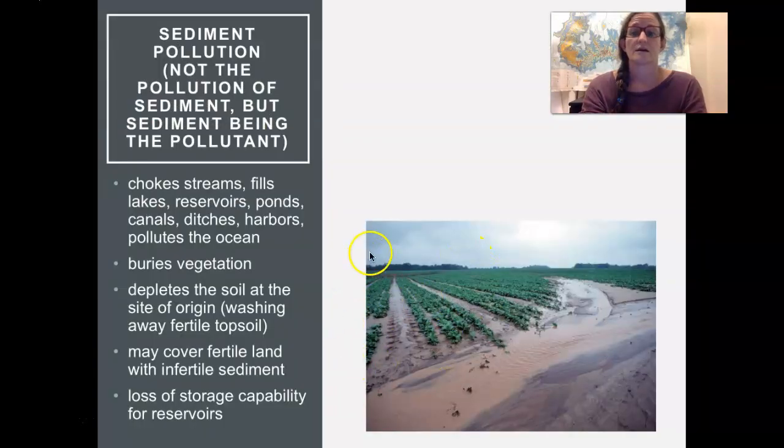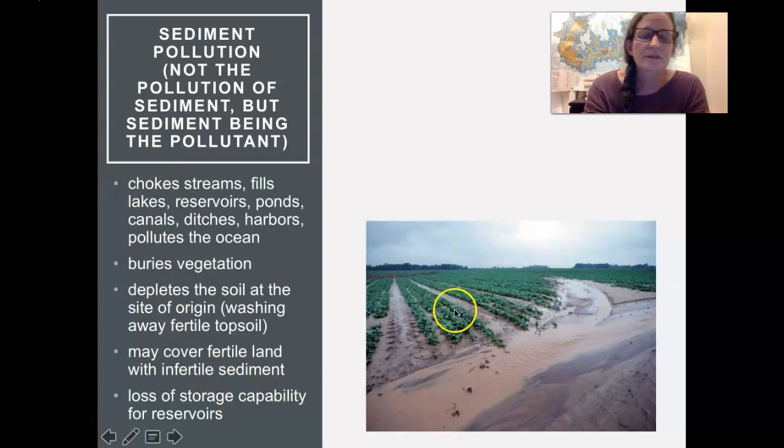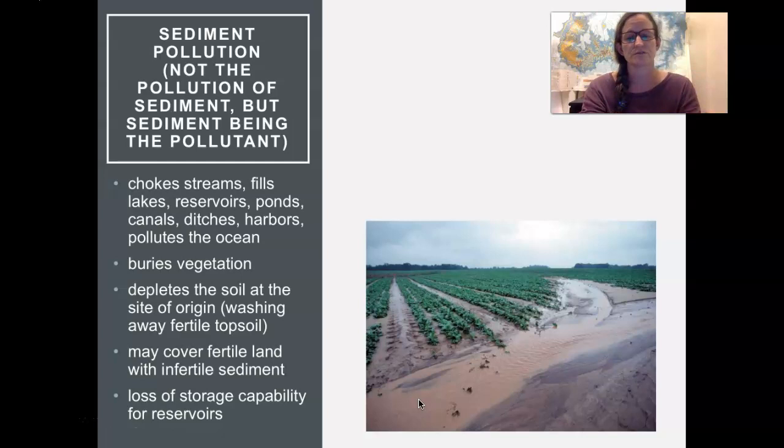Okay. Sediment pollution, not just the pollution of sediment, but the sediment itself being a pollutant. Look at this field. This is sediment pollution. So whatever that is, I don't know what plant that is, beans, strawberries. Water is washing off of those plants and all this sediment that's exposed here, this soil, is washing down into a creek. It chokes streams, it fills lakes, reservoirs, ponds, canals, ditches, harbors, pollutes the ocean. And then it can bury vegetation. So here, maybe these ends of these crops are getting washed away by the water, and that sediment is going to go somewhere else and maybe bury other vegetation.